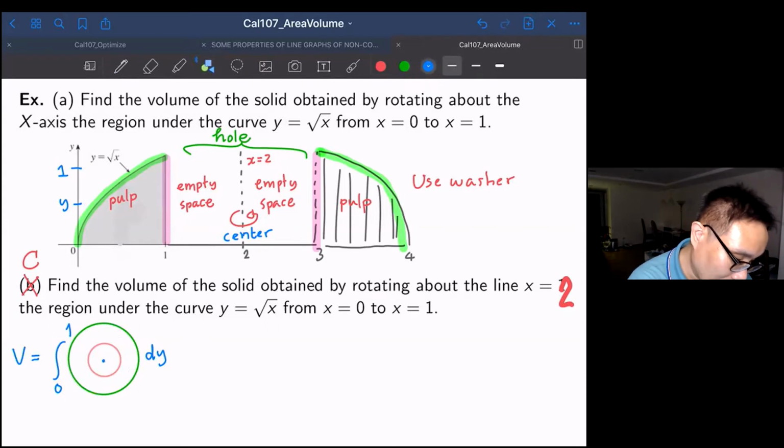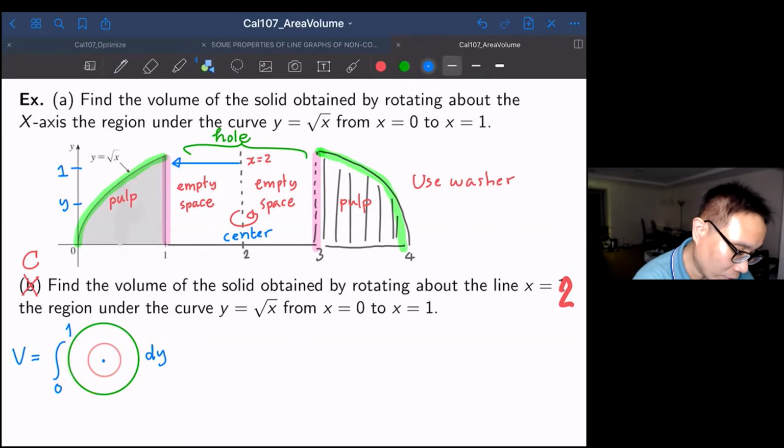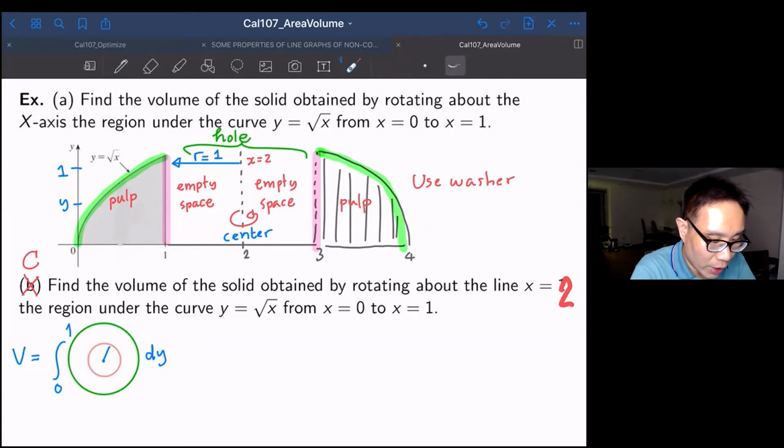And you see that this one you're gonna have the center, and this one will be your first radius. So the first radius is gonna be the inner. So what is the inner? This guy is x equal to 1. So the radius, small r here, will be equal to 1. How would I know it's going to be equal to 1? Because I have 2 minus 1, and 2 minus 1 is equal to 1.